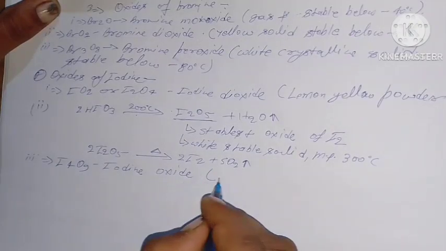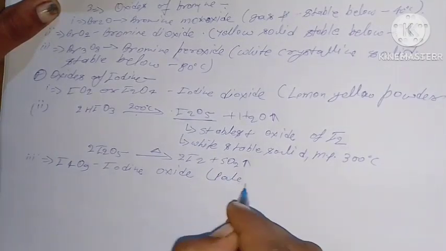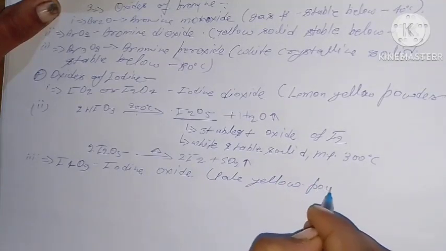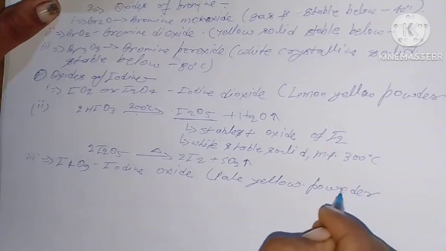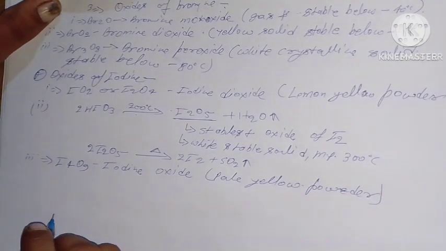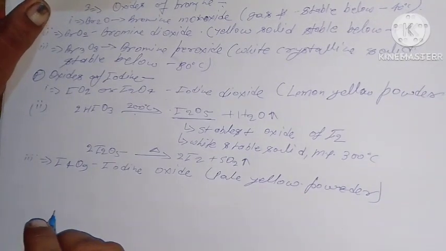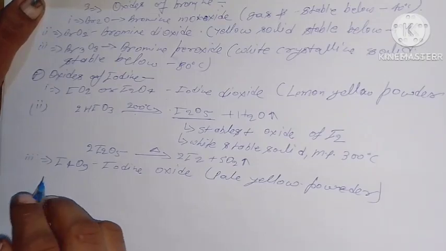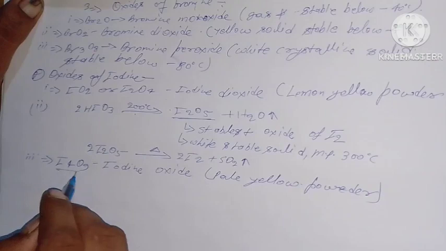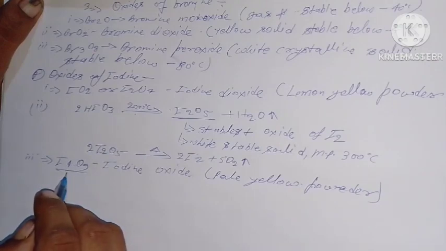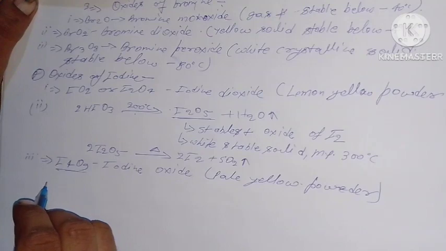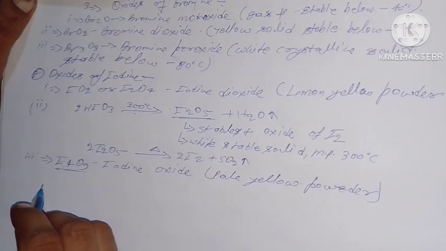Pale yellow powder. Higher oxides of halogens are comparatively more stable than lower oxides. Okay. Structure of oxides.